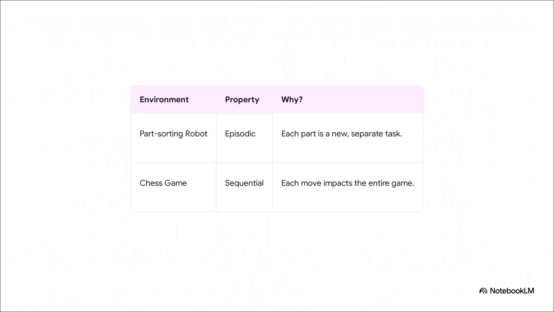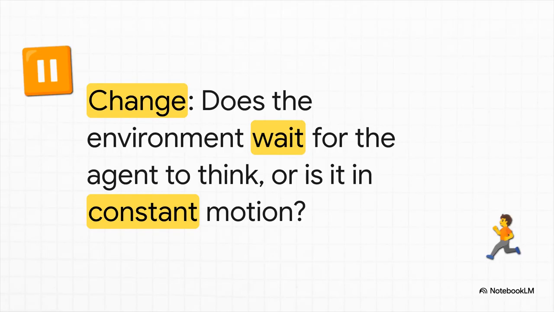Let's take a factory robot that sorts parts. Each part it looks at is a brand new episode. Its decision on the last part, good, bad, whatever, doesn't change anything about the part it's looking at now. But chess is deeply sequential. Your very first move can shape your entire strategy for the whole game. A small move now can lead to checkmate or disaster 30 moves later. And in a sequential world like that, time is everything.